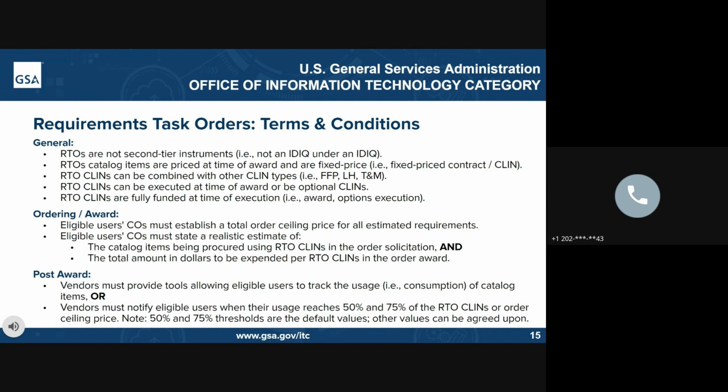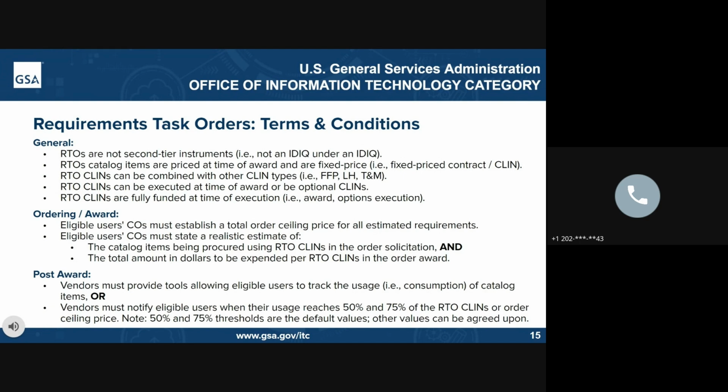But the main thing here is post-award, there has to be a mechanism for the government to know where they are in expenditures relative to their obligations. And note that a vendor is not required to continue performance if all funding has been expended. Once the value of the CLIN is zero, the vendor can stop providing services until the government provides more funding. So just something to be aware of.